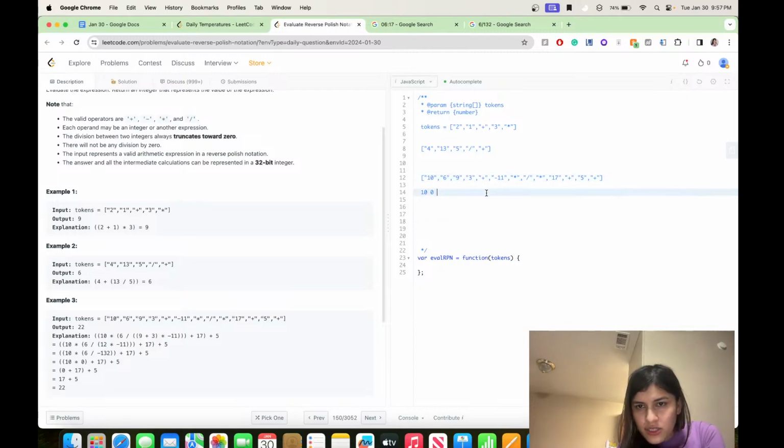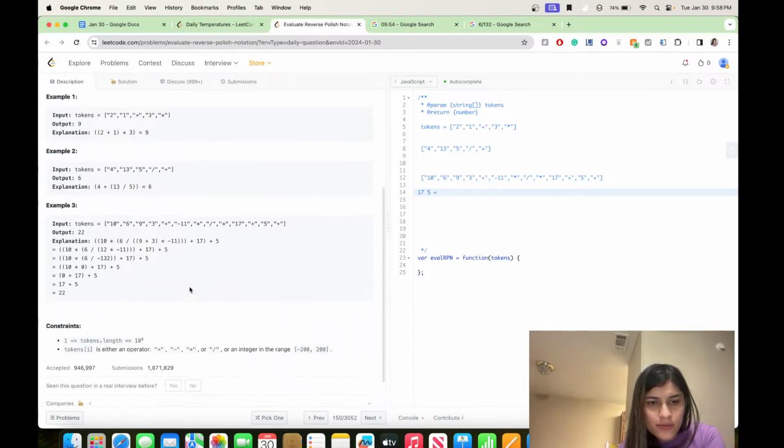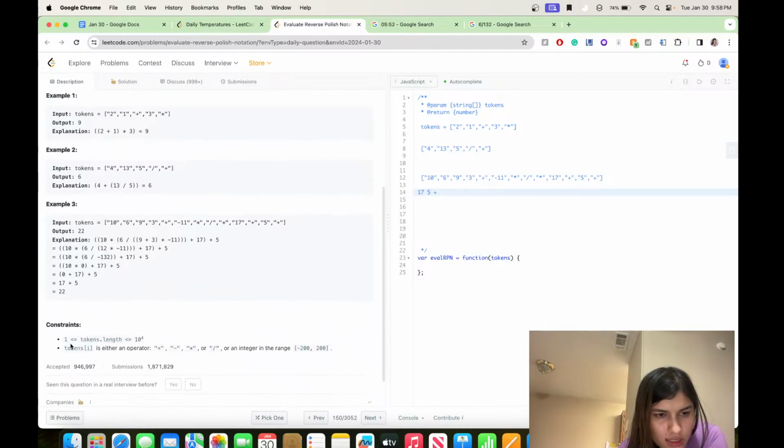Then multiplication now. Yeah, right, 0. So this is fine. I was thinking I was doing something wrong, but since this is also 0, and then 17 and 5 and then plus, so 17 plus 5 is 22. Yay! The tokens length will only go from 1 to 10 to the power 4, and each token is either an operator or an integer in the range minus 200 to 200.